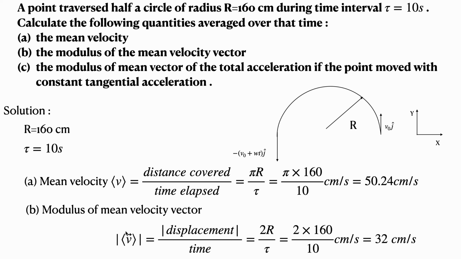Now let's solve part B of the problem, which is the modulus of the mean velocity vector. The modulus of the mean velocity vector will be the modulus of displacement divided by time. The modulus of displacement is 2r, divided by tau. If you put the values of r and tau, we get 2 multiplied by 160 divided by 10 centimeter per second, which equals 32 centimeter per second.